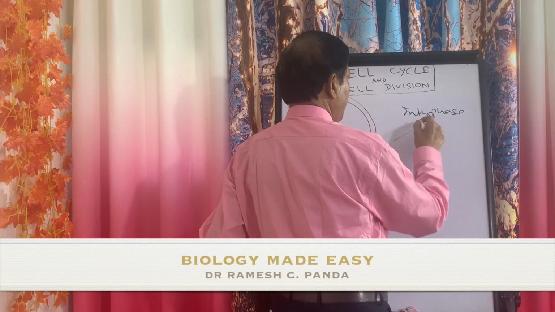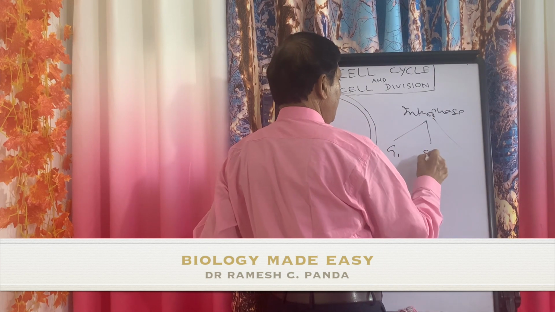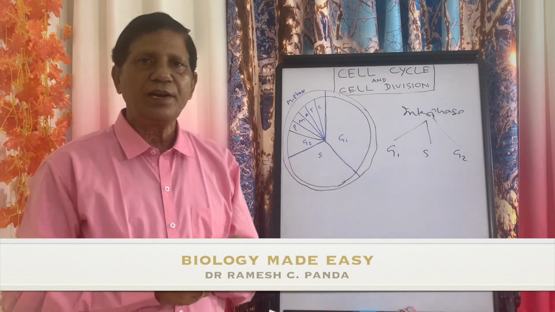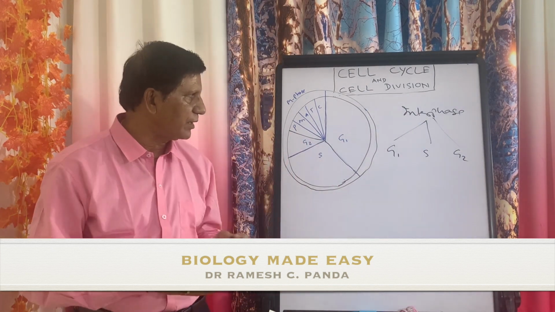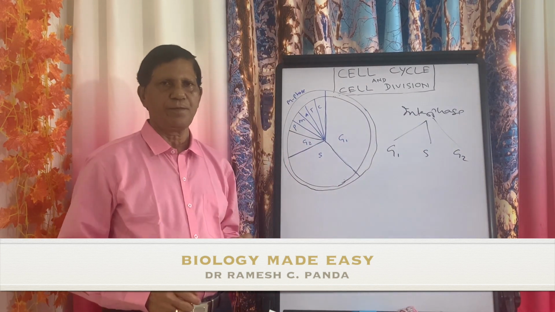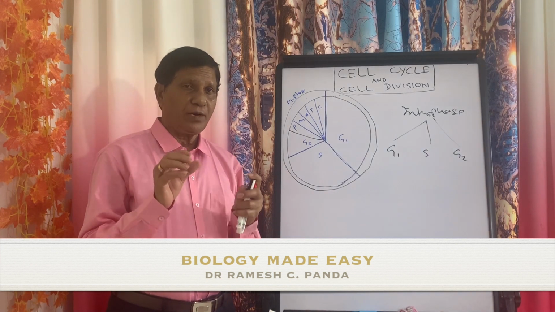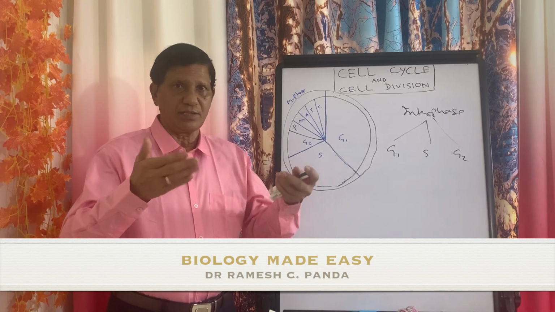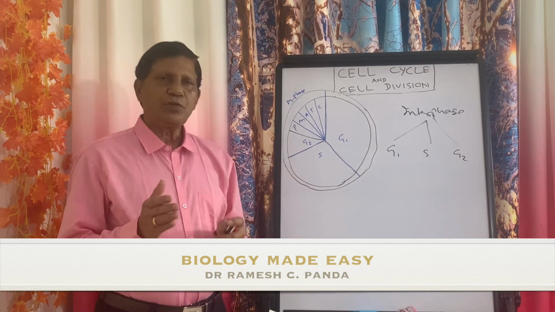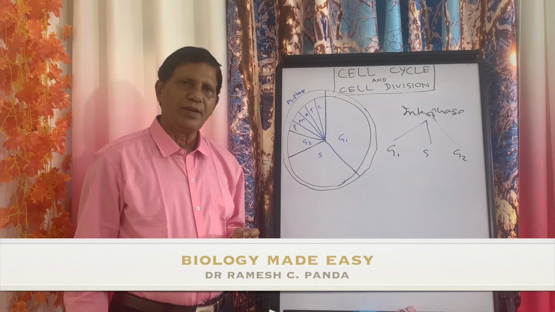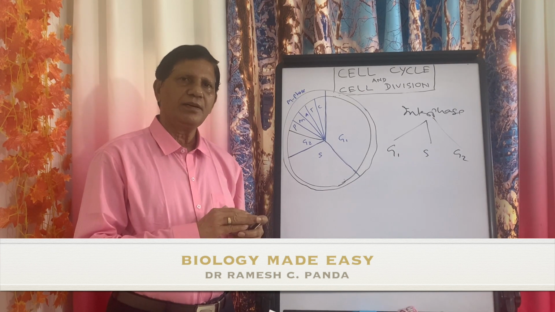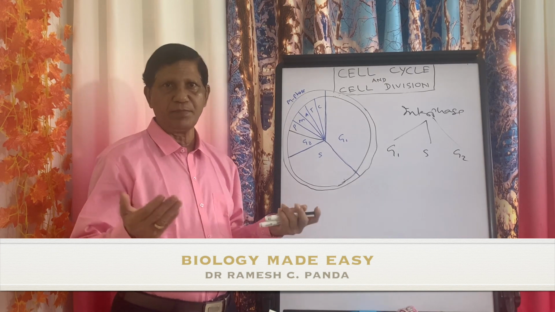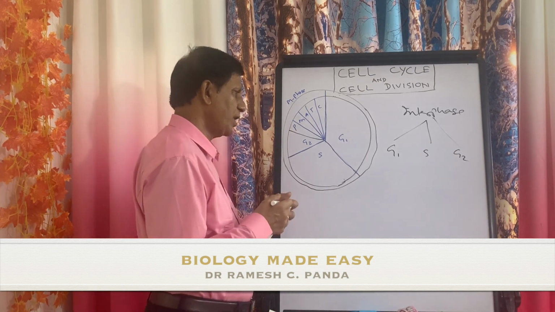Interphase is divided into G1, S and G2 phase. Now we have to discuss the different events and sequences that take place during these phases. But here I want to clear one thing, because most students often ask doubts. Suppose the cell is not dividing, then what is present? What is the structure of the chromosomes? And when it is dividing, what is happening? That we have to discuss.